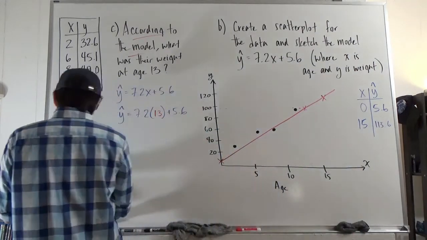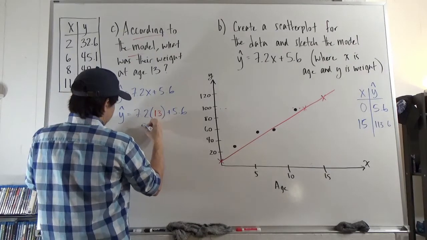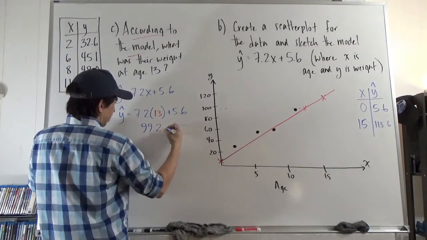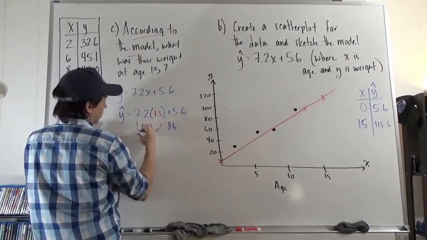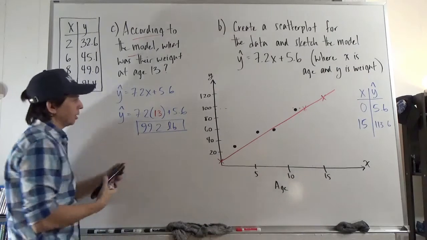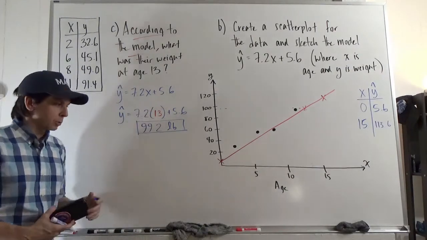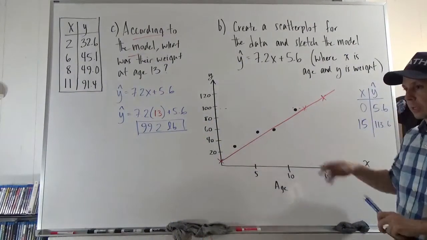We got 99.2. Hey, my graph is pretty good. I said 99-ish. Actually, I knew it was 99. But it was pretty close. What are my units? Pounds, because that's weight. Keep that in mind. X is age in years. Y hat is weight in pounds, either actual weight or predicted. That's a predicted weight according to the model, the red line.